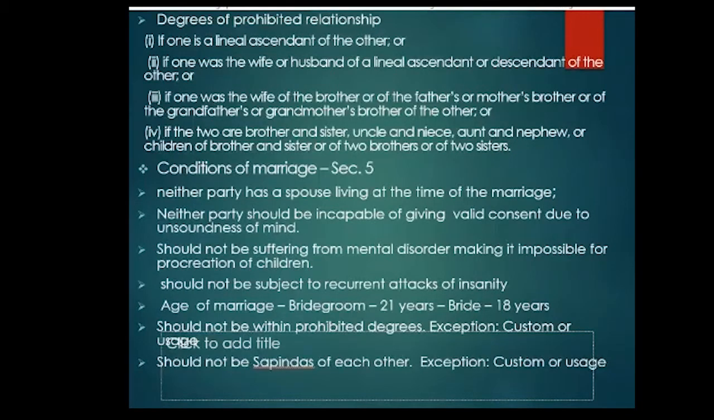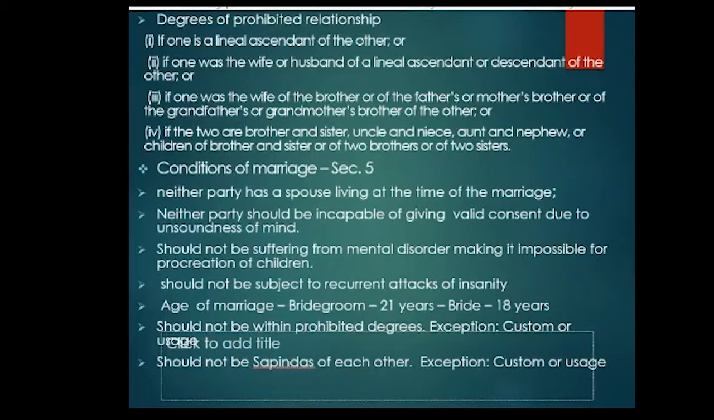And Section 5 defines the conditions of marriage, which says that neither party has a spouse living at the time of the marriage. Neither party should be incapable of giving valid consent due to unsoundness of mind, or should not be suffering from mental disorder making them unfit for procreation of children, and should not be subject to recurrent attacks of insanity.